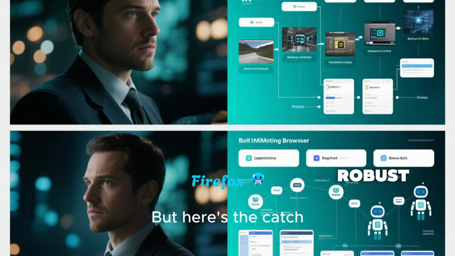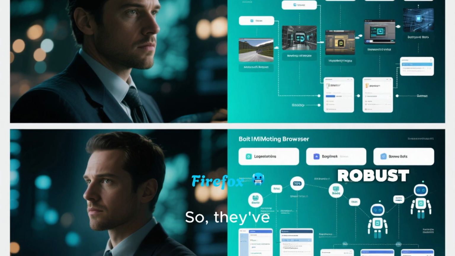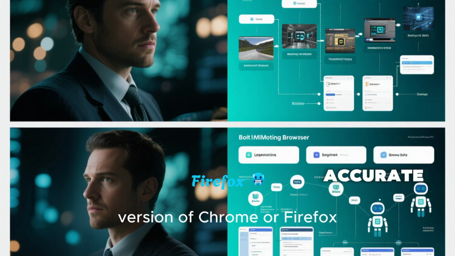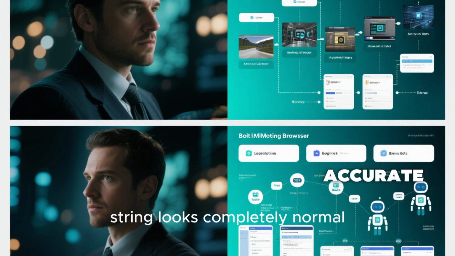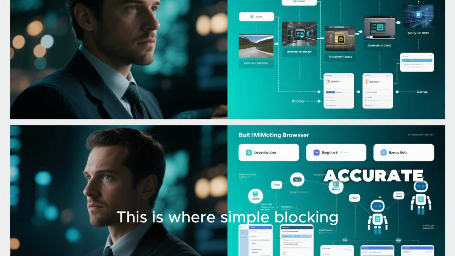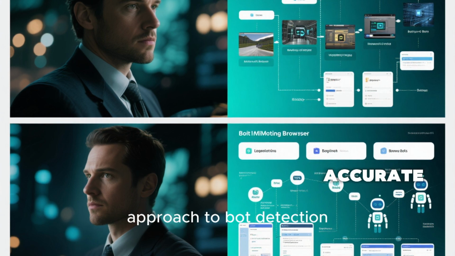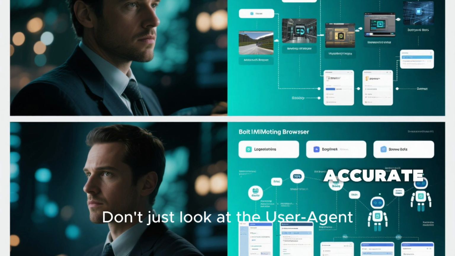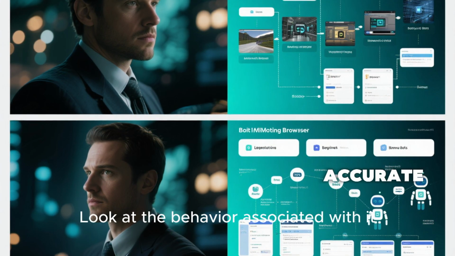But here's the catch. Savvy attackers know we're looking at user agents. So they've started creating bots that perfectly mimic legitimate browsers, like the latest version of Chrome or Firefox. Their user agent string looks completely normal. This is where simple blocking isn't enough, and we need a more sophisticated approach to bot detection. The key here is to use a combination of techniques. Don't just look at the user agent. Look at the behavior associated with it.